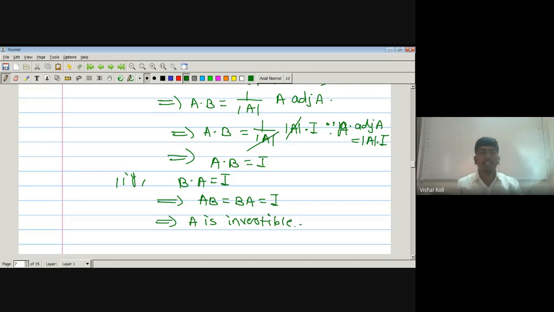So if we have to check any matrix to be invertible or not, then we just have to check whether its determinant is not equal to 0 or equal to 0. If it is not equal to 0, then it is invertible, and if it is equal to 0, then it is not invertible. Okay.